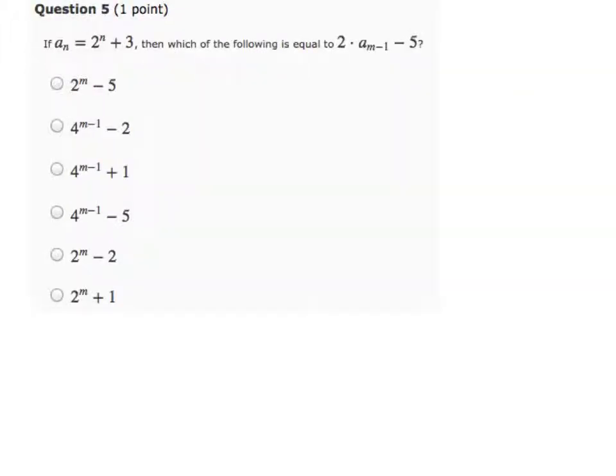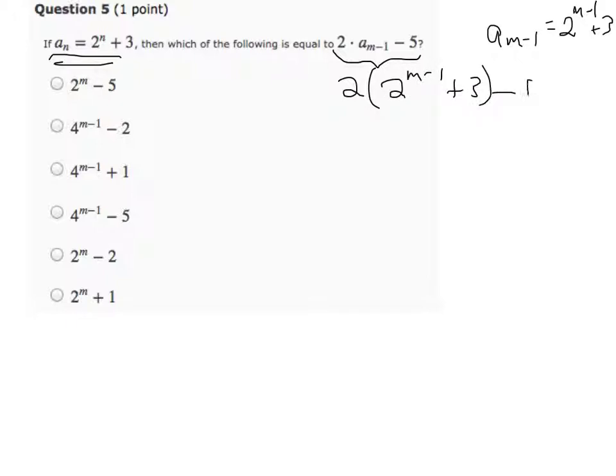This problem is just a simpler version of the same thing. In this case, we're not trying to check if we have an equation that's being satisfied. We're just trying to do the algebraic simplification. So again, if this is my formula for a sub n, that means that a sub m minus 1 is 2 to the m minus 1 plus 3. That's just using this formula, changing the n into m minus 1. And so this expression is very easy to algebraically simplify because I just rewrite it as 2 to the m minus 1 plus 3, since that's what a sub n minus 1 is equal to, 2 times that minus 5.